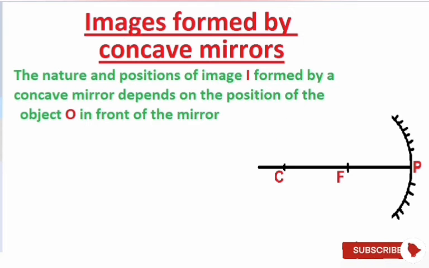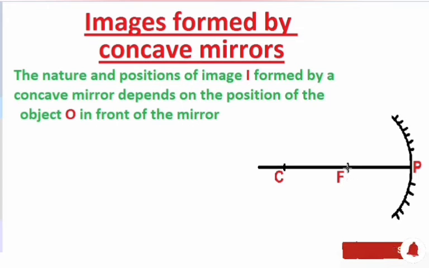Okay, now let us look at the nature and the types of images formed by concave mirrors. The nature and position of the image formed by a concave mirror depends on the position of the object in front of the mirror. Now there are 5 possible positions that the object can be. The object O can be beyond C, the center of curvature, at C, between the center of curvature and the principal focus F, and also at the point F, the principal focus.